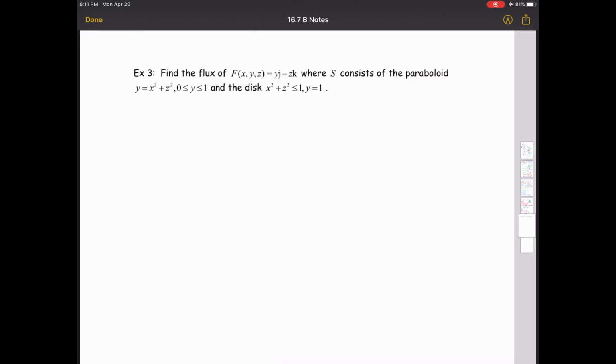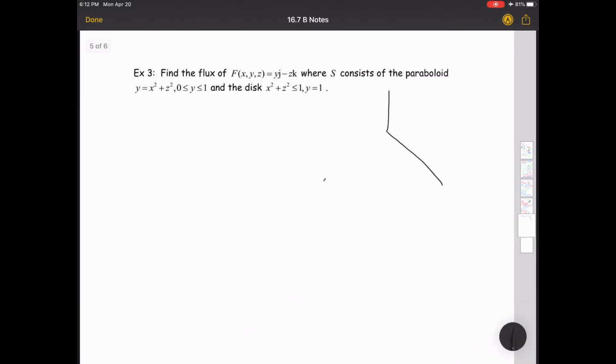Okay, example 3. This is a little bit different because of the way that this paraboloid is oriented. We want to find the flux of our force, which is given by yj minus zk, where S consists of the paraboloid y equals x squared plus z squared, and that y goes from 0 to 1, and the disk x squared plus z squared is less than or equal to 1, where y equals 1. So let's take a look at what that looks like.